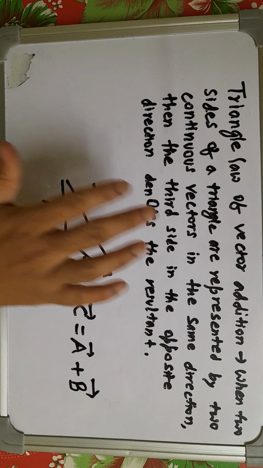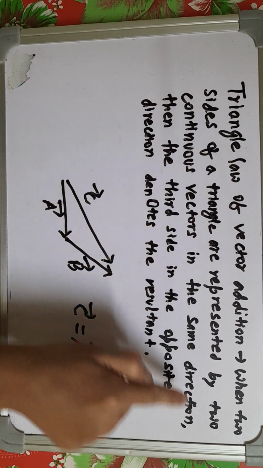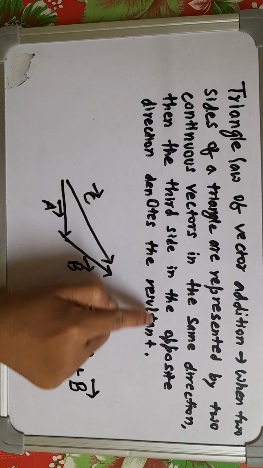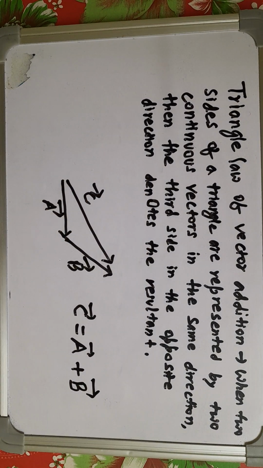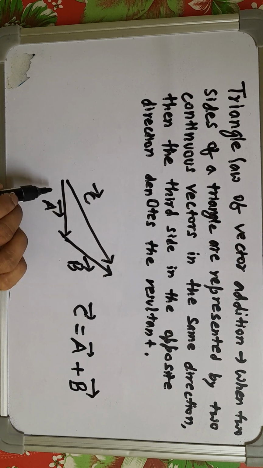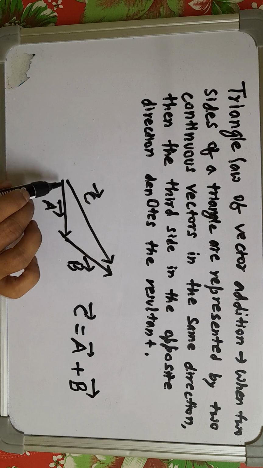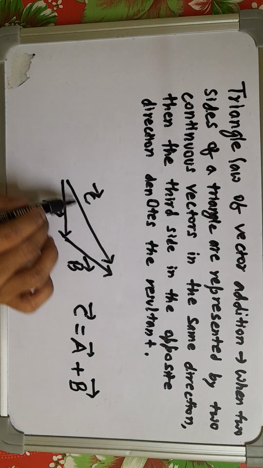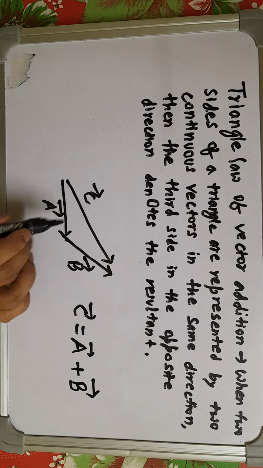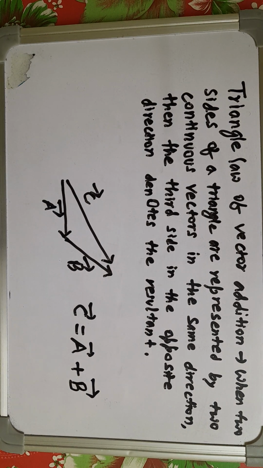So C vector is the resultant. So what is the triangle law of vector addition? When two sides of a triangle are represented by two continuous vectors in the same direction, then the third side in the opposite direction denotes the resultant. Suppose this is A and B, two vectors represented by two sides of a triangle in the same direction. Then the third side, taken in the opposite direction, will be the resultant. This will be C vector, and C vector is equal to A vector plus B vector.